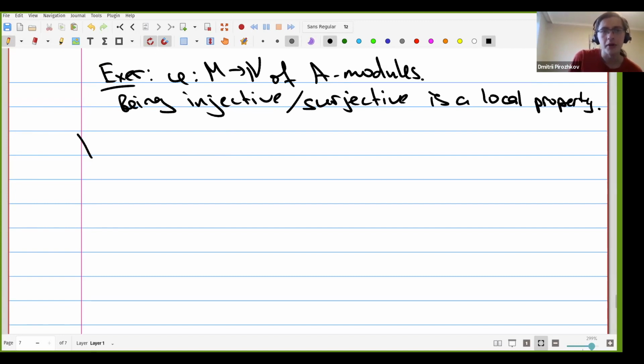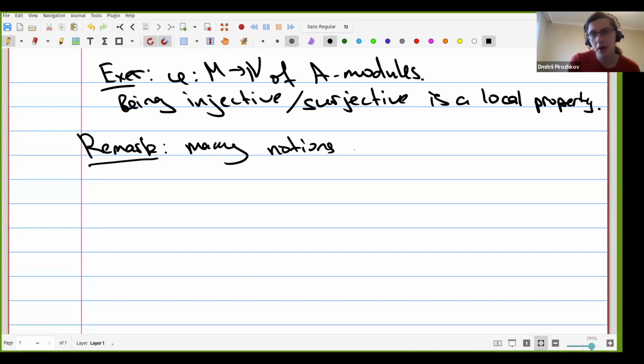So, okay. One remark is that many notions are local, in the sense that they hold over a ring only if they hold over all, let's say, distinguished open subsets of that ring, or as localizations at all prime ideals.